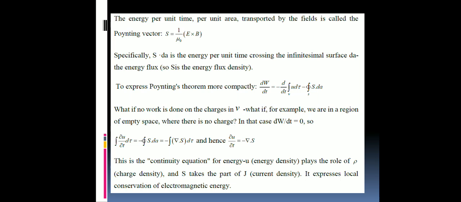So, the Poynting vector is denoted by S. S is 1 by mu naught E cross B. That is, S dot dA is the energy per unit time across the infinitesimal surface dA. So, what is the Poynting vector? The energy per unit time per unit area transported by the fields is called the Poynting vector. So, nothing but this theorem tells the work energy of electrodynamics. Thank you all.